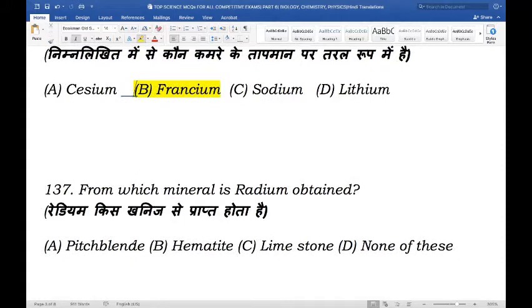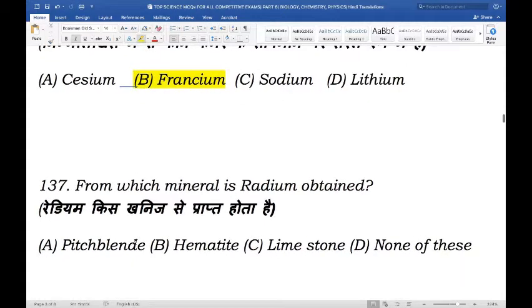Question number 137. From which mineral is radium obtained? Is it A, pitchblende, B, hematite, C, limestone, or D, none of the above? So from which mineral is radium obtained? Radium is obtained from A, pitchblende. Pitchblende is a radioactive and aluminum-rich mineral and ore.